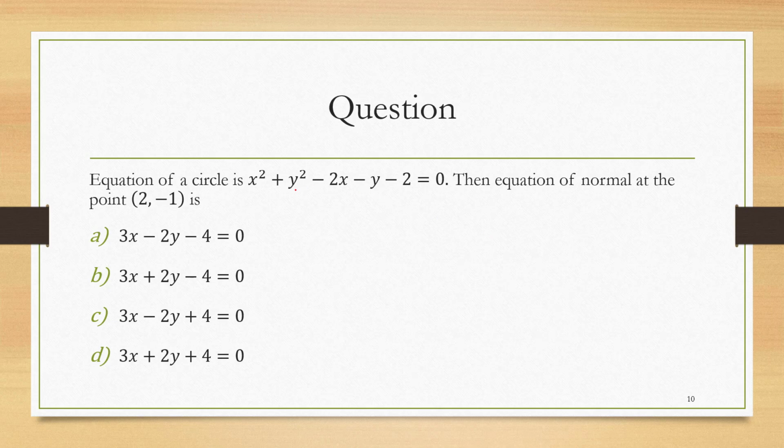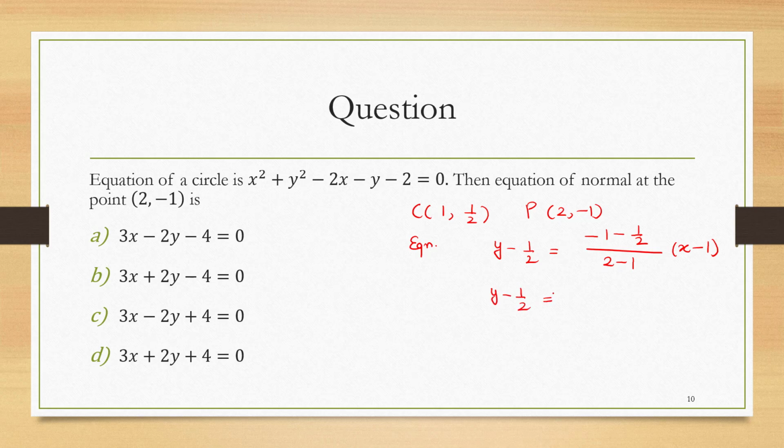Then again, let's see. The center of this circle is 1, 1 by 2 and the given point is 2, minus 1. So the equation of the normal in 2-point form is y minus y1 equal to (y2 minus y1) upon (x2 minus x1) into (x minus x1). That is, y minus half is equal to (minus 1 minus half), that is minus 3 by 2, upon (2 minus 1), which is 1, into (x minus 1).